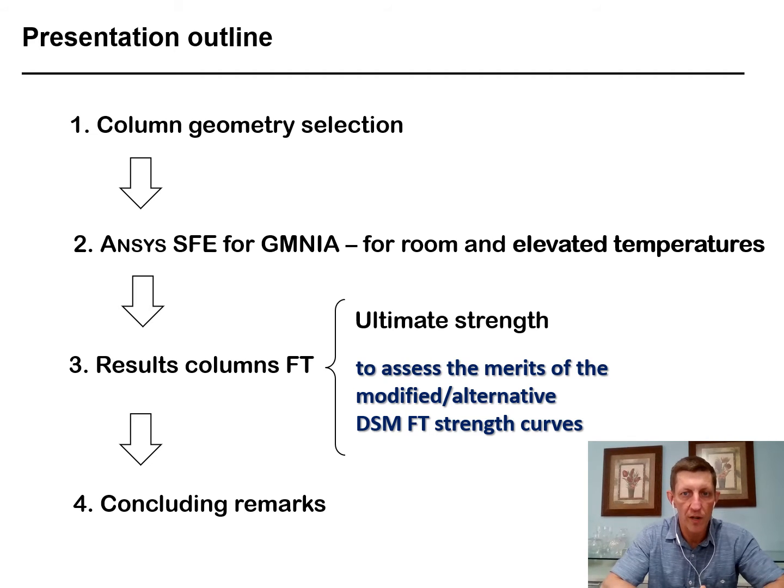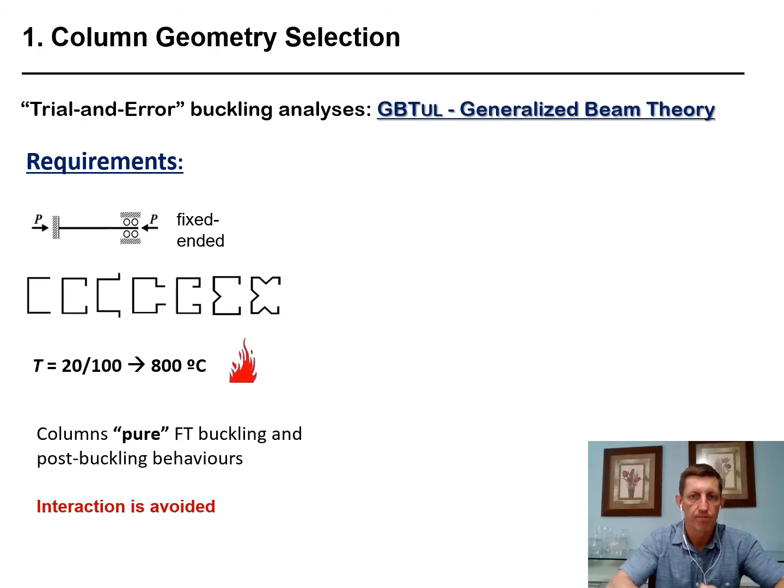So this is a quick view of the outline of my presentation today. First, I will address the column geometry selection procedure. Then the main features of the ANSYS shell finite element model used to perform nonlinear analysis for room and elevated temperatures are provided. After that, the results of the columns' flexural-torsional ultimate strength are presented in order to assess the merits of the DSM strength curves. Finally, the main conclusions of this work are provided.